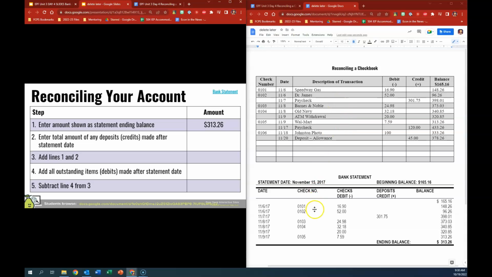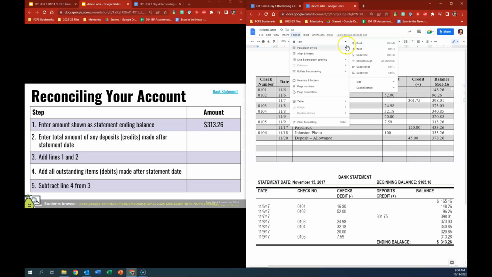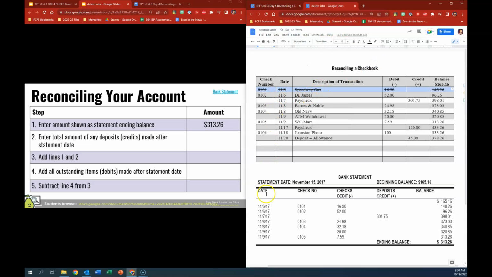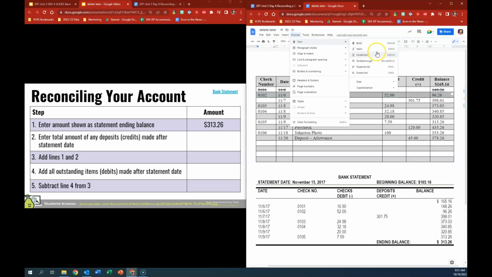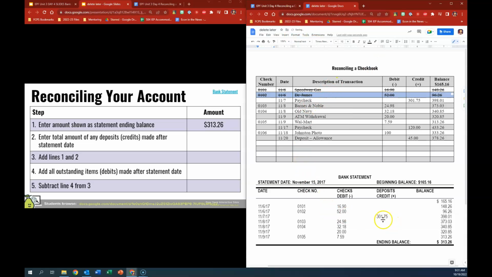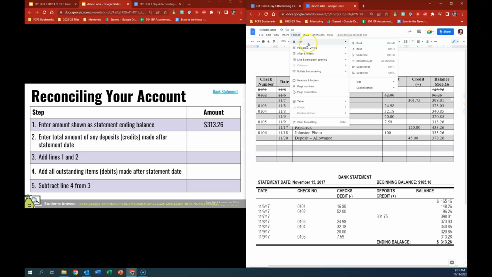So what I'll do is compare the statement to my register and cross out all of the activity that they have included in the statement. So I go to the first thing here. I see that check 101 was $16.90. I wrote a check 101 for $16.90. So those appear on both the statement and the register, so I can go ahead and cross this out. And I see a check to Dr. James, 102 for $52 on the 6th of November. That matches what I have here in my register, so I can go ahead and strike that out. My paycheck is there, 301.75. Yep, that's correct. So I'm going to go ahead and strike that as well.